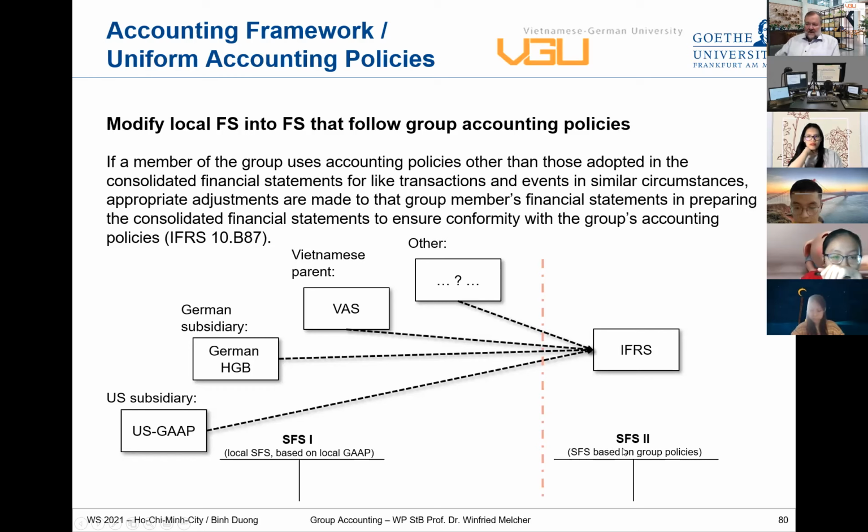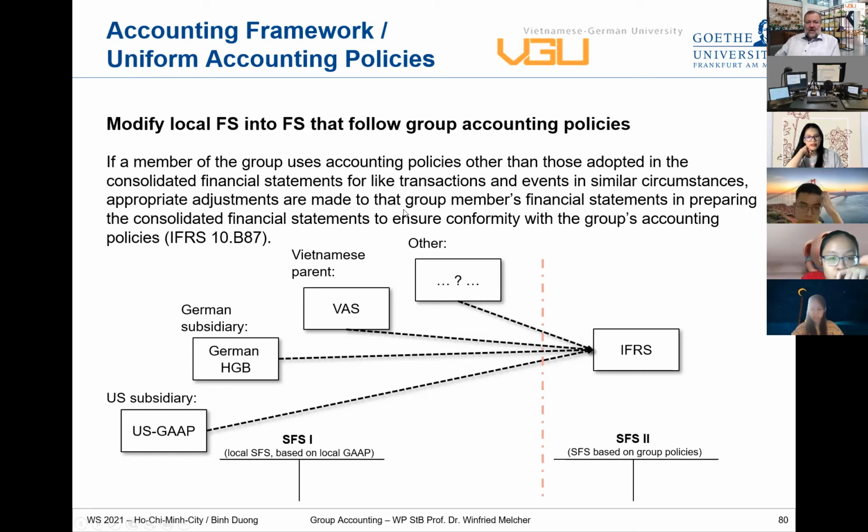And those single financial statements number two are based on group policies. They are based on a currency that is the reporting currency of the group. And so we don't add apples and bananas. We first transform the apples into bananas, and then we will allocate all the bananas to the group accounts.